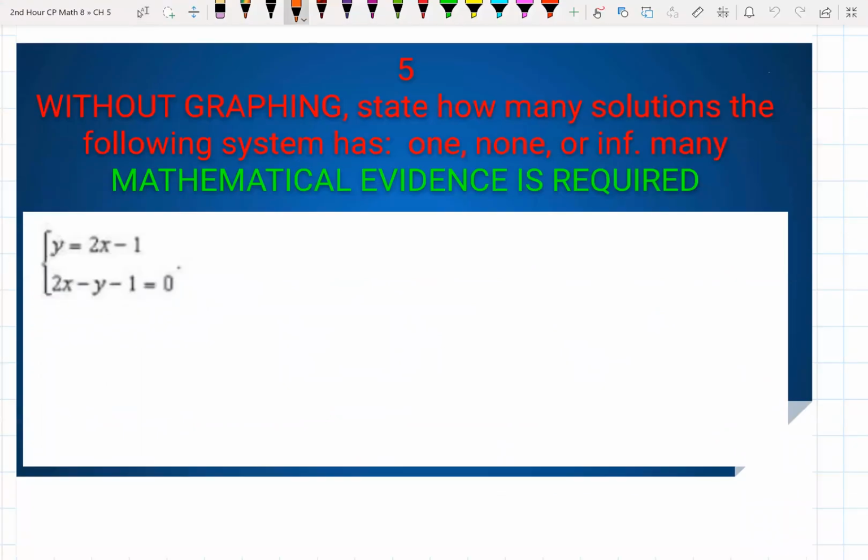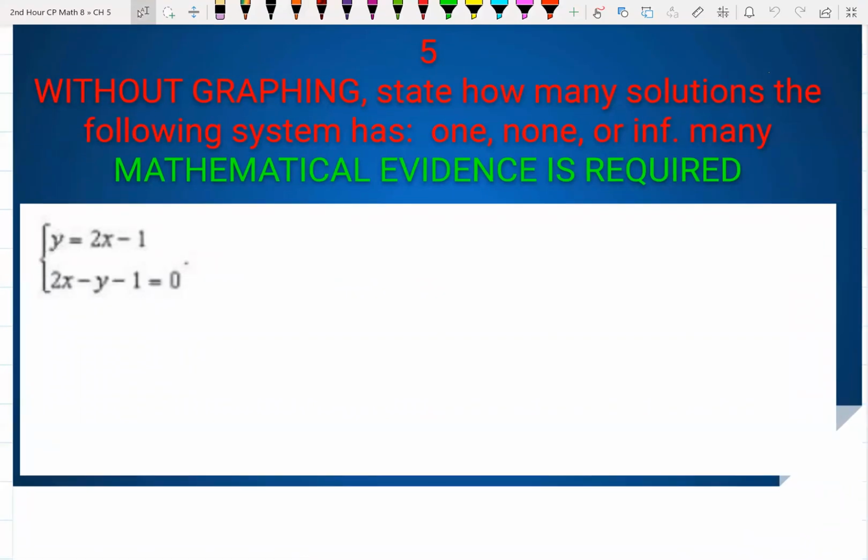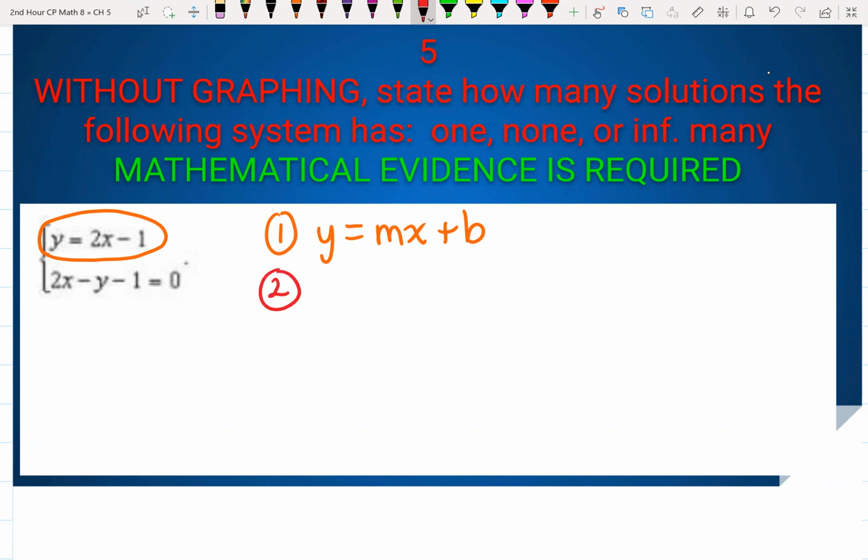Without solving the system, without graphing it, we want to figure out how many solutions there will be. So step 1 is to get both equations in slope-intercept form. Well, this one is already in slope-intercept form. Step 2 will be to compare their slopes and compare their y-intercepts. So I'm going to put compare m for slope and b for y-intercept.